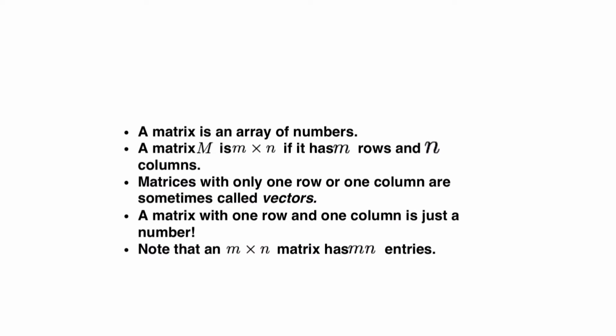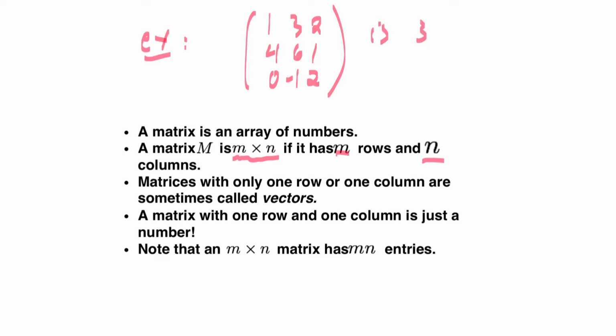So what is a matrix? A matrix is just an array of numbers. We say that a matrix M has dimensions m by n if it has m rows and n columns. So just as an example, I'm just kind of filling this with numbers on the fly. This is 3 by 3 because there are 1, 2, 3 rows and 1, 2, 3 columns.